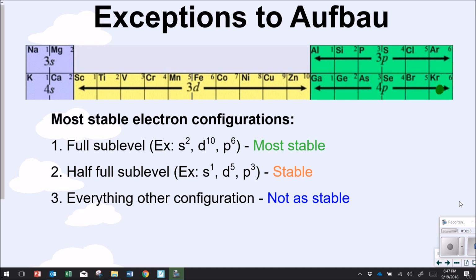There are some exceptions to the Aufbau principle due to the fact that certain electron configurations end up being more stable than others, so this allows some elements to break the Aufbau order. A few things to consider here. A full sublevel of electrons, such as S with 2 electrons, D with 10 electrons, or P with 6 electrons, would be the most stable configuration. Then a half full sublevel, so S with 1 electron, D with 5, and P with 3 electrons would be the next most stable. And every other configuration is not as stable.